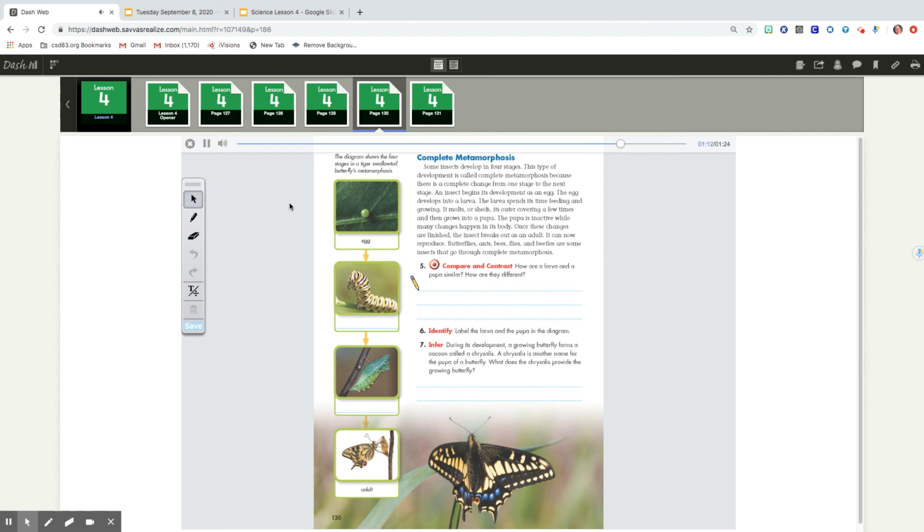7. Infer. During its development, a growing butterfly forms a cocoon called a chrysalis. A chrysalis is another name for the pupa of a butterfly. What does the chrysalis provide the growing butterfly?